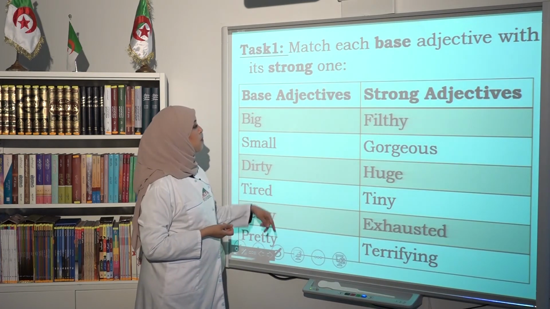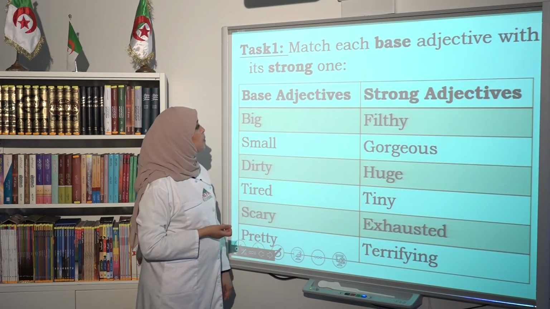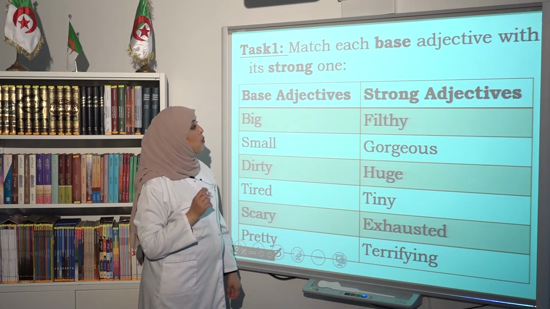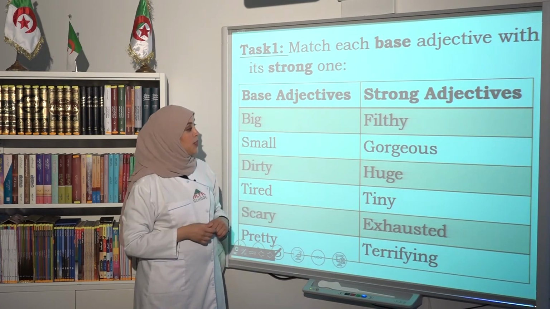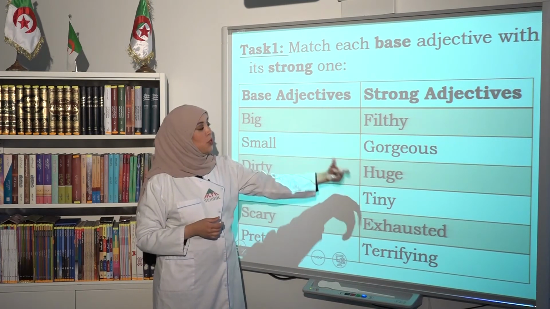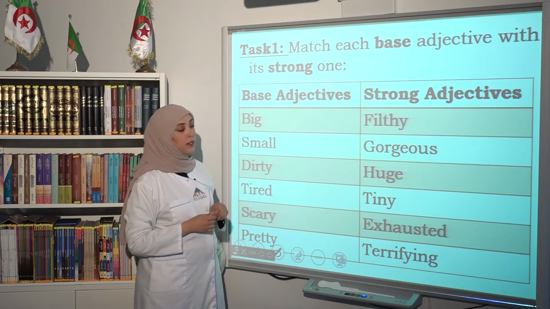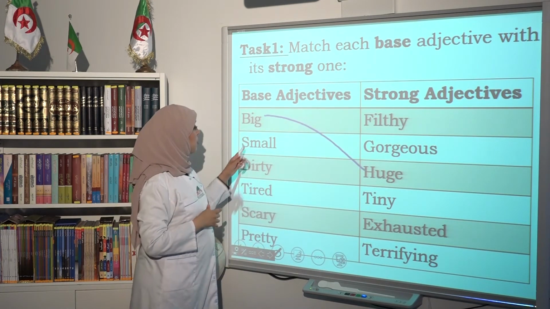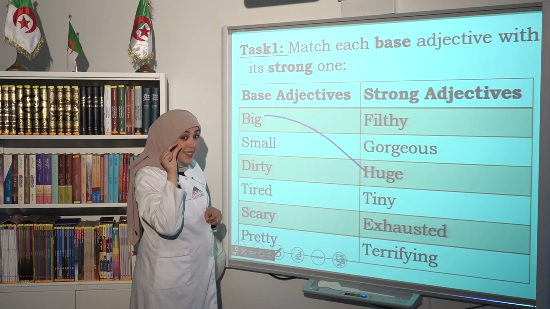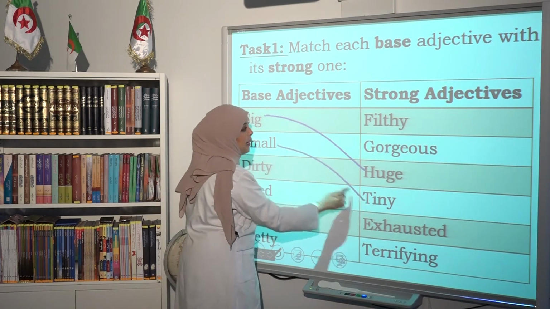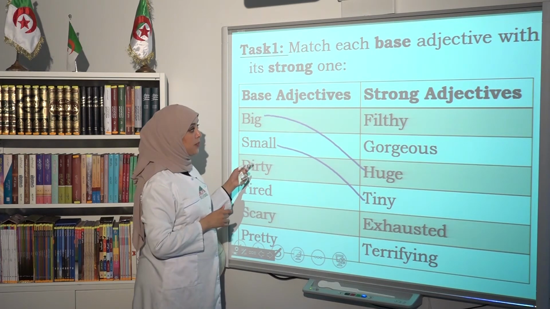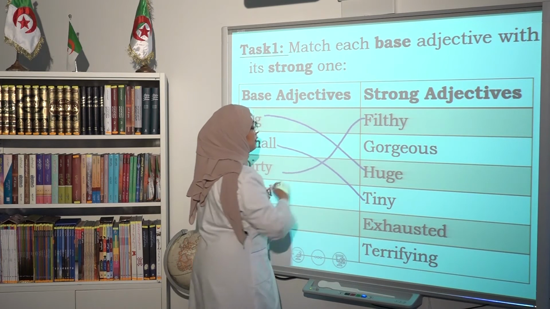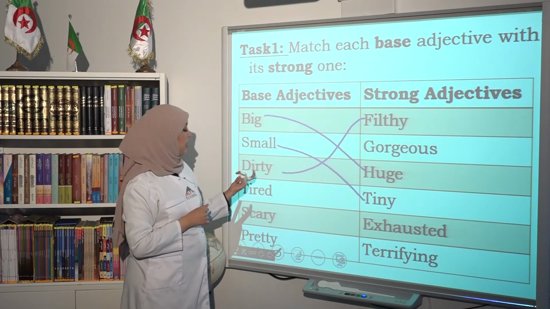Okay. Now let's move on to the first activity. Task 1. Match each base adjective with a strong one. Big. This is the base adjective. This one would be the strong one. So big, huge, a huge house. Small, tiny, dirty, this place is dirty, or filthy. Dirty would be the synonym of unclean.